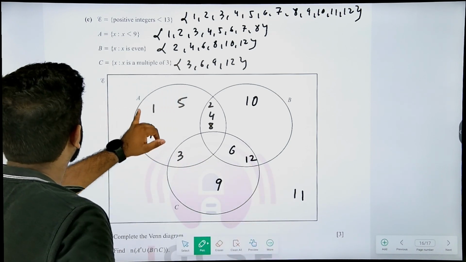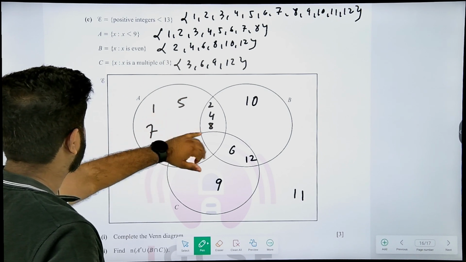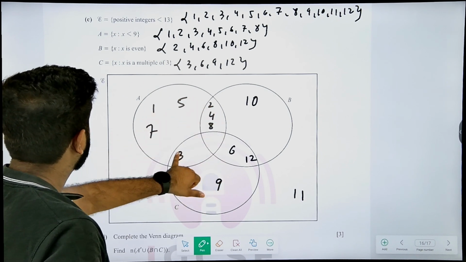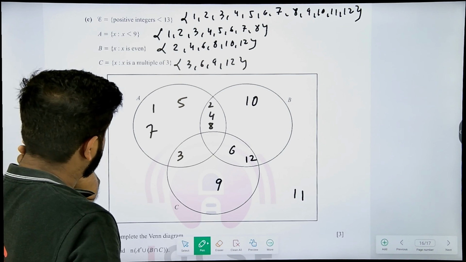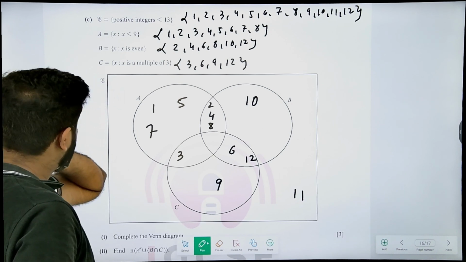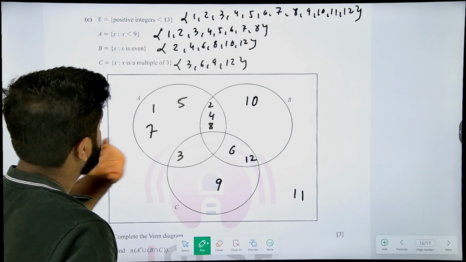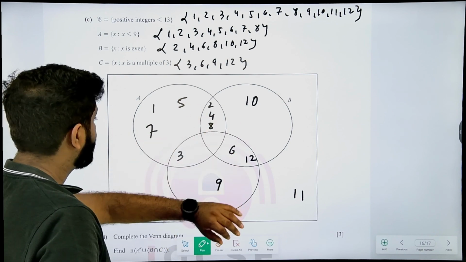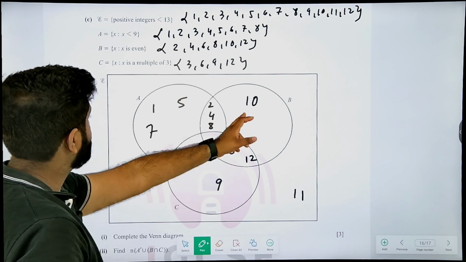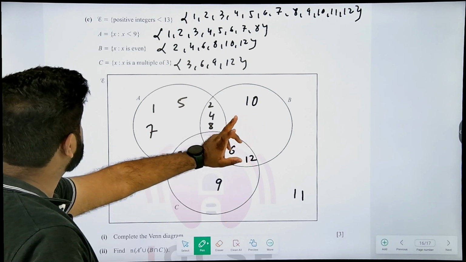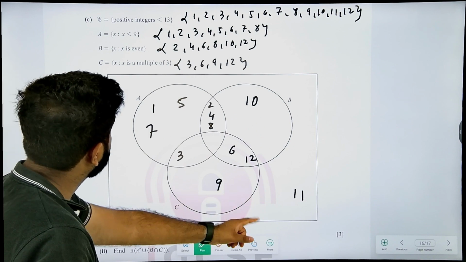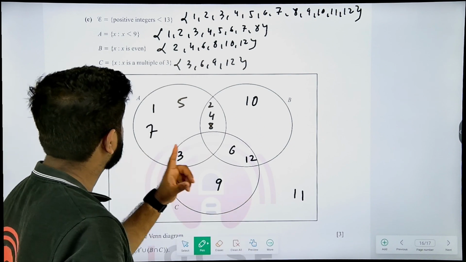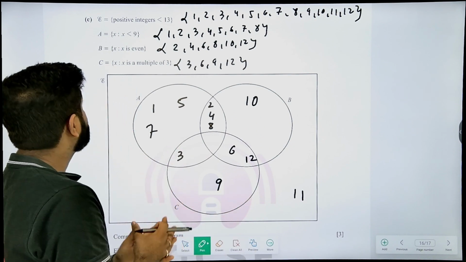Just let me check. 1 is a number less than 9. 2 is between A and B. 3 is a multiple. 4 is an even number and less than 9. 5 is only a number less than 9. 6 is a part of A, B and C. 7 is only here. 8 is A and B. 9 is only C. 10 is only B. Correct. 11 is going to be outside and 12 has to be a part of B and C. Yes. Seems correct, guys. Fingers crossed.